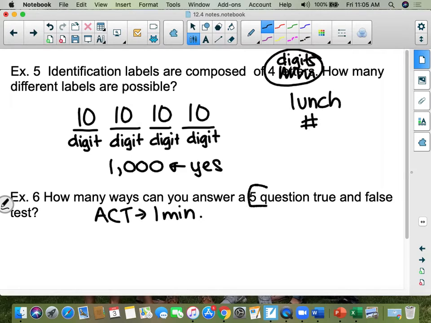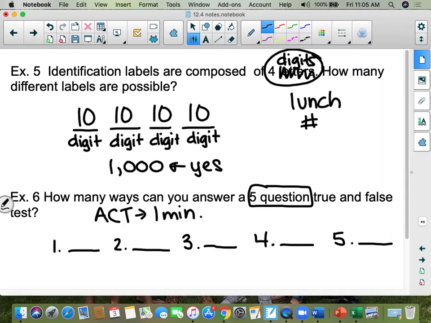You're taking a 5-question true and false test. This is the first question. This is the second question. This is the third question. This is the fourth question. And this is the 5th question. Again, what do these spaces stand for? It's your choices. How many choices can you put there? Can't you put a T or an F right there? How many choices are there for you for the first blank?